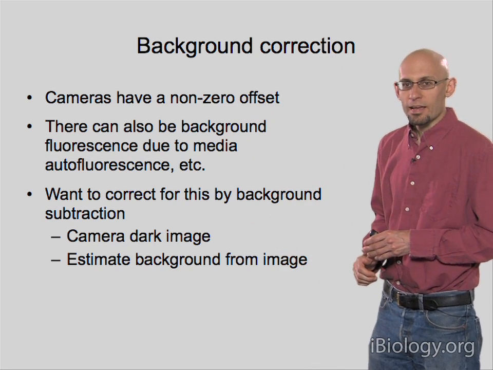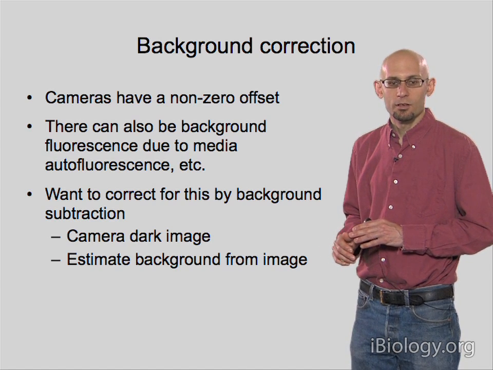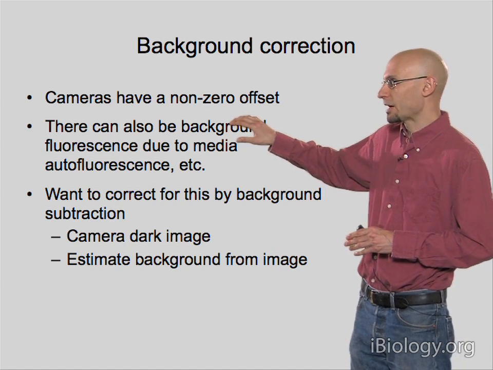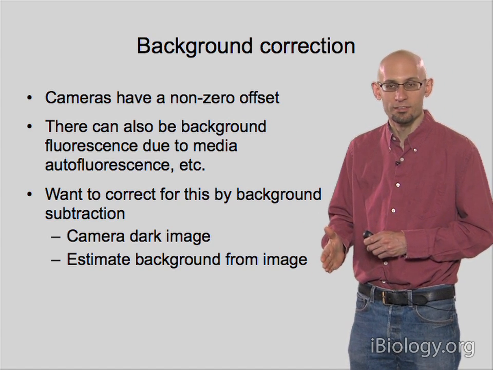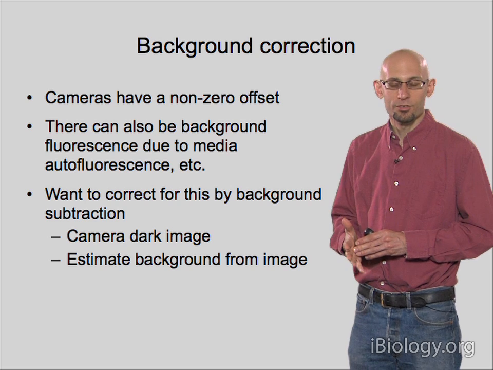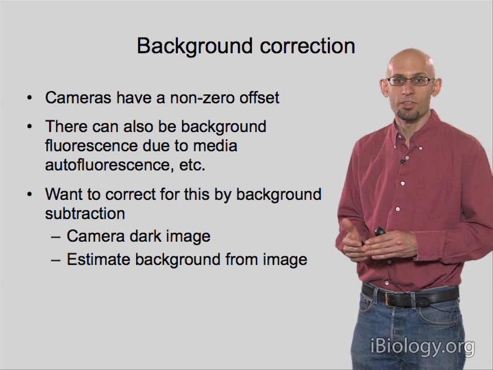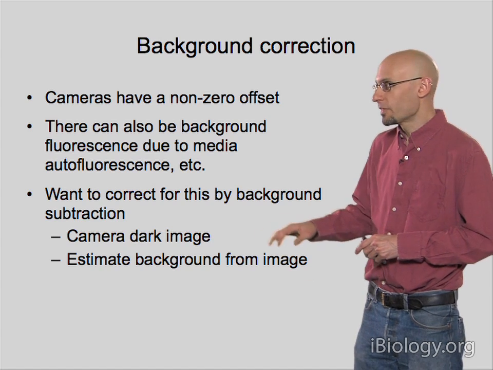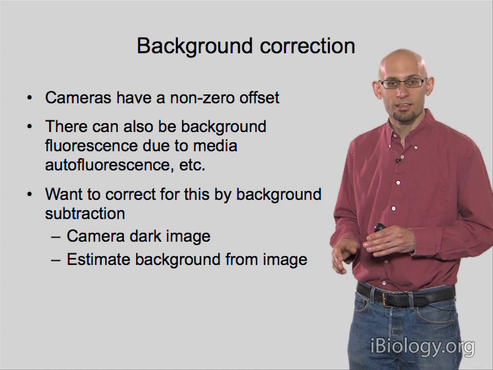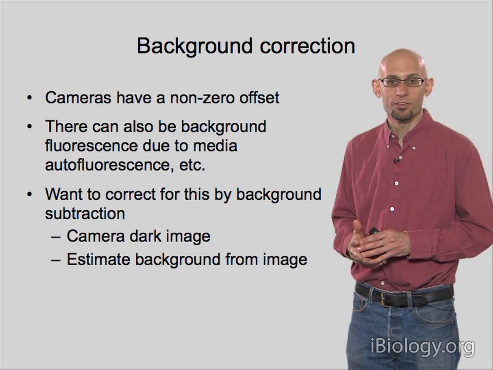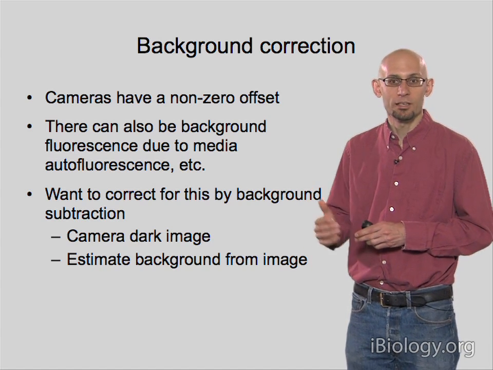Any image you take will have background from various sources. Some of it is purely mathematical in a sense, because your camera has a non-zero offset. Your camera doesn't read 0 if no light goes to it. It always reads some finite positive number, usually a few hundred or maybe 1,000, so you'll never see intensities below that in your image. But then you can have real, physical background, which comes from media autofluorescence, background fluorescence in your sample, and stray light in your room, the fact that your room's not totally dark and you're picking up room lights in your image.